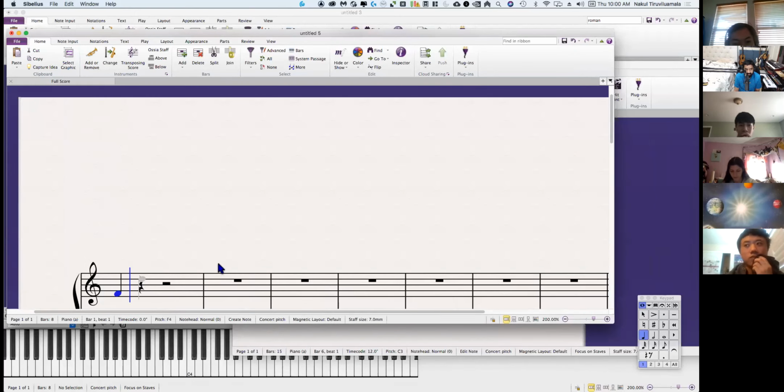1, 2, 3, 4. 1, 2, 3. Another way I can think about it is this. 1, 2, 3, 4. 1, 2, 3, 4. Right? That time I could conceivably express this in compound quadruple meter. And I think that would make sense to express this in 12/8.